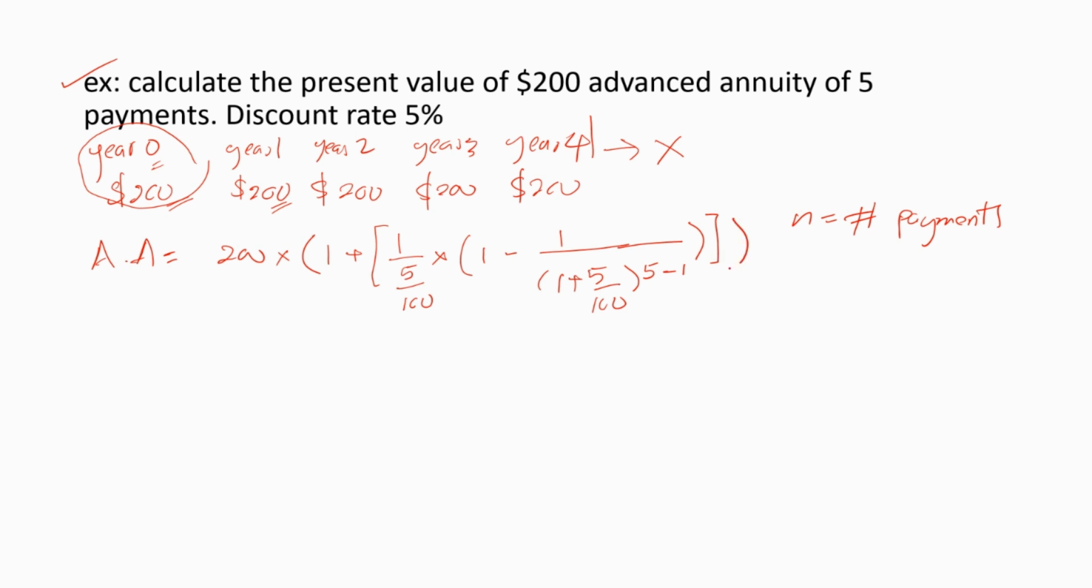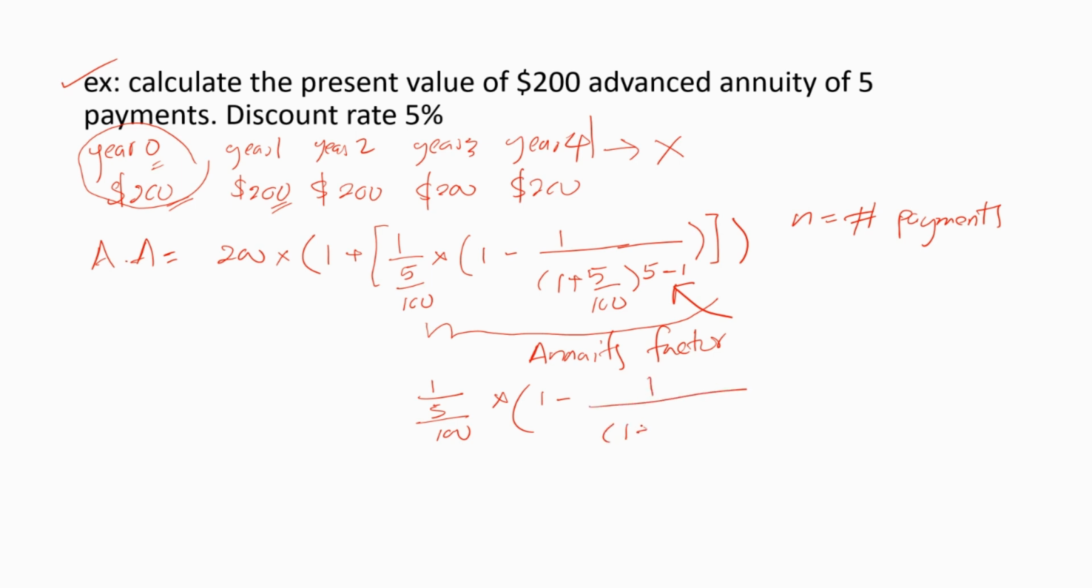So this is the formula. As you can see, this is the annuity factor. Even though we are discussing the advanced annuity, the annuity factor is still there. The only change is now we have to take the n minus 1 value. So let's write this again. 1 over 500 multiplied by 1 minus 1 over 1 plus 5 over 100. Now it is 4. This is the annuity factor for the advanced annuity.